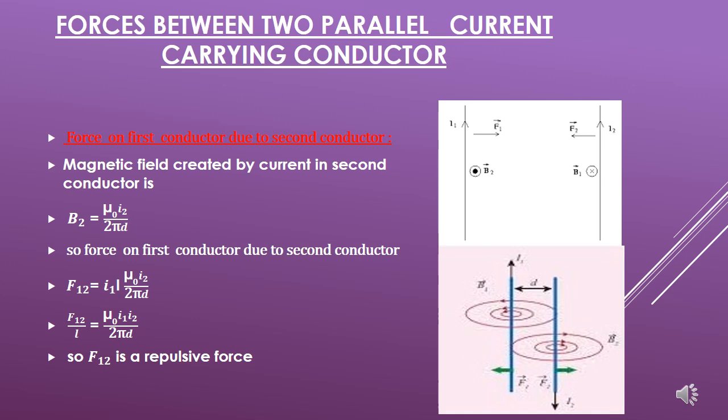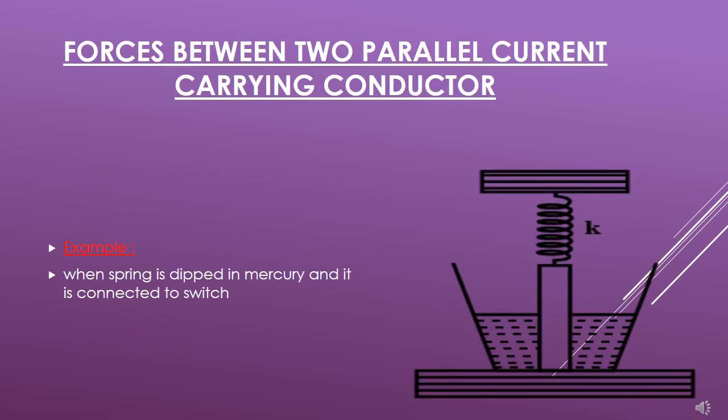So we can say if there are two conductors placed parallel to each other and the current is flowing in the same direction, then there is a force of attraction between the two, and the force is F21 equals I2 L mu naught I1 upon 2 pi D. If there are two conductors placed parallel to each other and the current is flowing in the opposite direction, then there is a force of repulsion between the two, and the force is F21 equals I2 L mu naught I1 upon 2 pi D. On this basis, we have many examples.